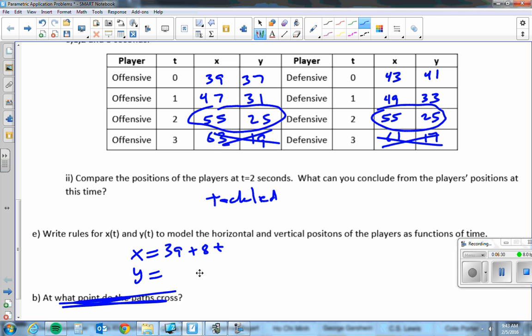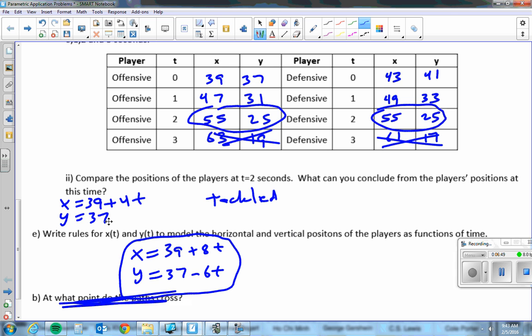And then his vertical started at 37 and decreased by 6 every time. And there you go. You have parametrics that not just model, it's not just good equations for that line, but it gets the speed right. Because watch this. If I wrote this, x equals 39 plus 4t, and y equals 37 minus 3t, I'd have the same slope, but I'd be traveling at a slower rate. Okay? And so that's not appropriate for this situation, although it would produce the same line.